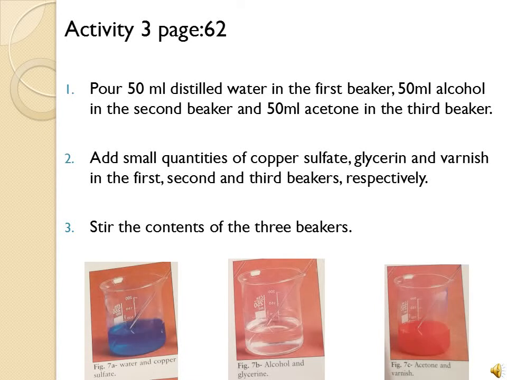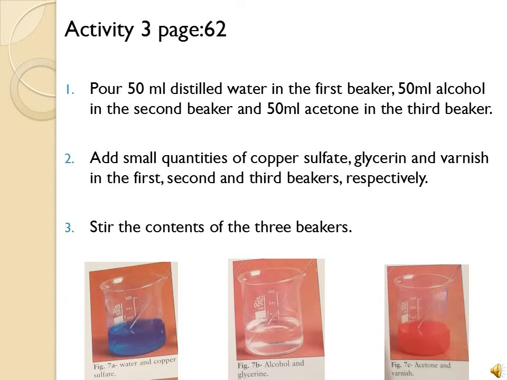Then the second beaker has alcohol and glycerine. In the third beaker we have acetone and varnish. Varnish is like nail polish. Step number 3: stir the contents of the 3 beakers, meaning stir all three of them. So here I obtained 3 mixtures.